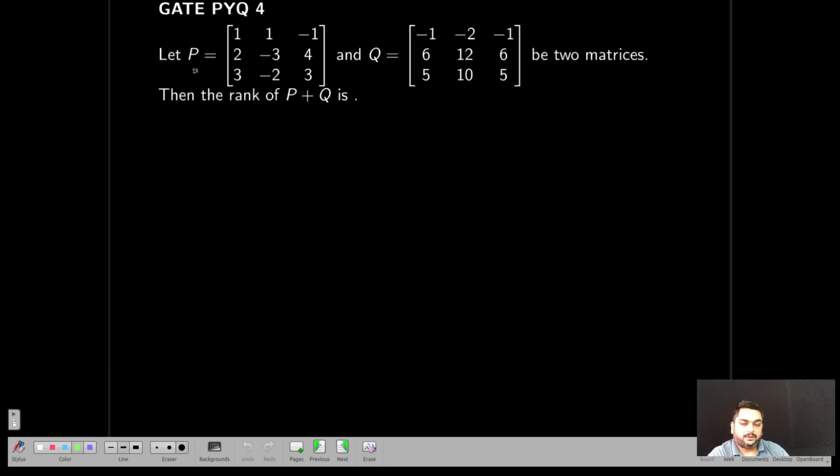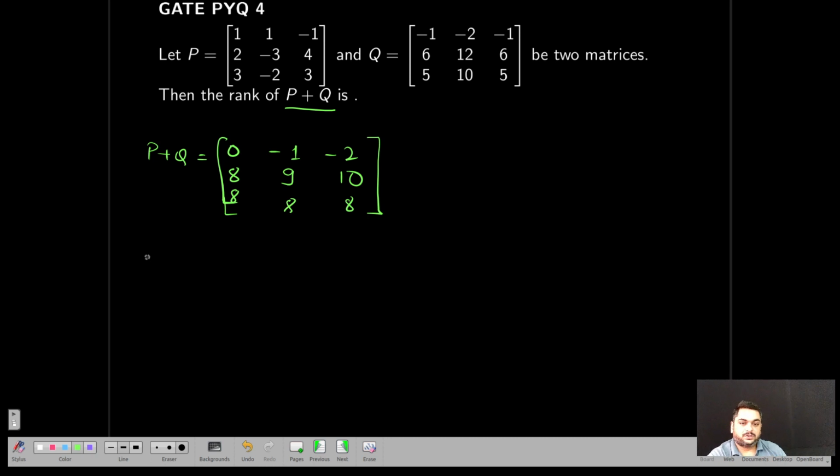Next, if P equal to this matrix and Q equal to this matrix, then find the rank of P plus Q. So we first perform P plus Q. This is 0, minus 1, minus 2, 8, 9, 10, then 8, 8, and 8. Okay. So find the rank.